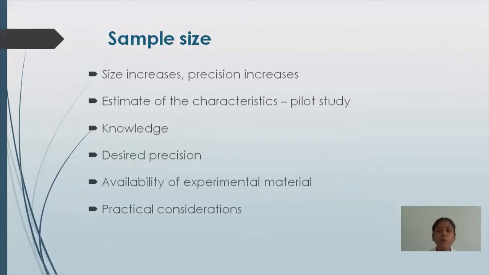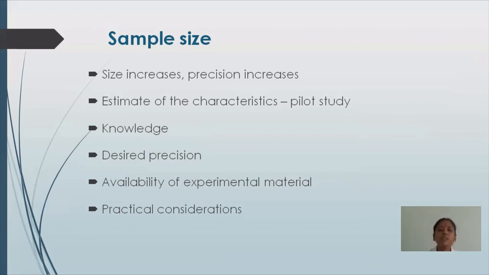So till now we have seen what a sample is, but how can we select a sample, like what is sample size, and why is it required? Because the main idea of a sample is that it should represent the population, but if the sample size is not adequate, then it will not be representative of the population. And also, as the sample size increases, the precision also increases, and the sample size is mainly calculated based on the estimate of the characteristics using any pilot study or previous studies.